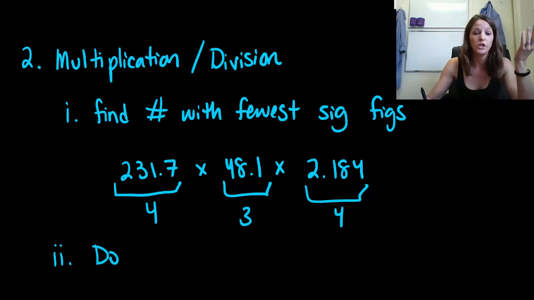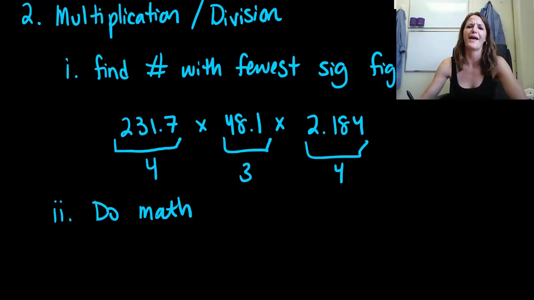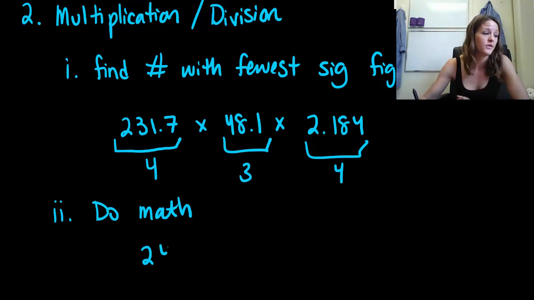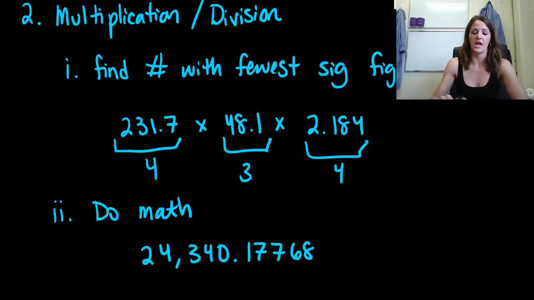Step 2 is you actually do the math or solve the problem. That's probably a prettier way of saying it, but whatever. Do math. So now you multiply these three numbers together. Your calculator spits out a number that says it's 24,341.7768, okay?